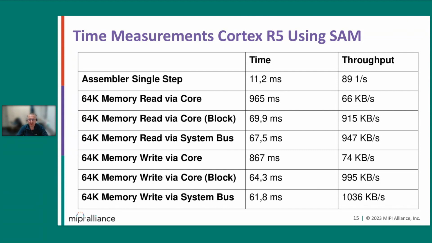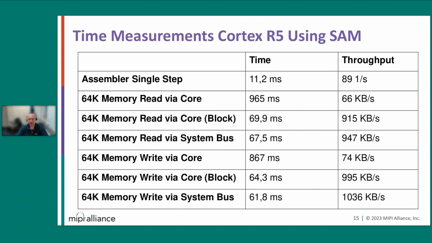One scenario is an assembler step. The assembler step leaves the debug mode, executes one instruction at the current program counter, and reads all the core registers. Reading the core registers is done by instruction stuffing for the Cortex-R5. So finally, our measurement showed that there are 11 milliseconds to execute one assembler step. This makes 90 steps per second.